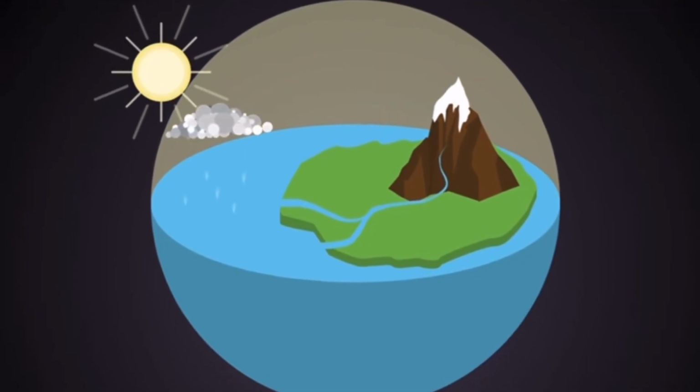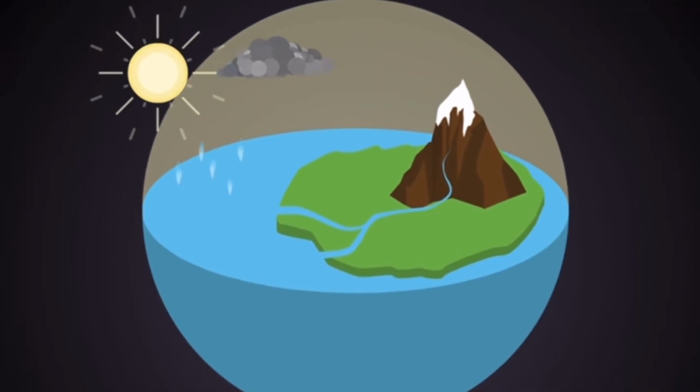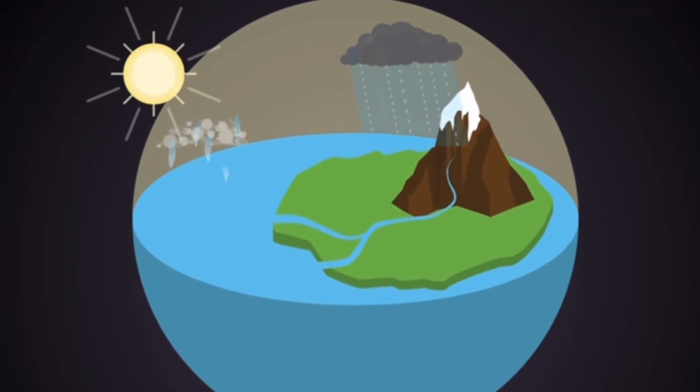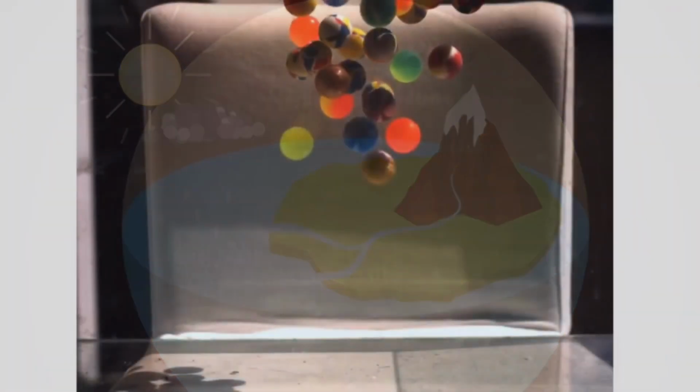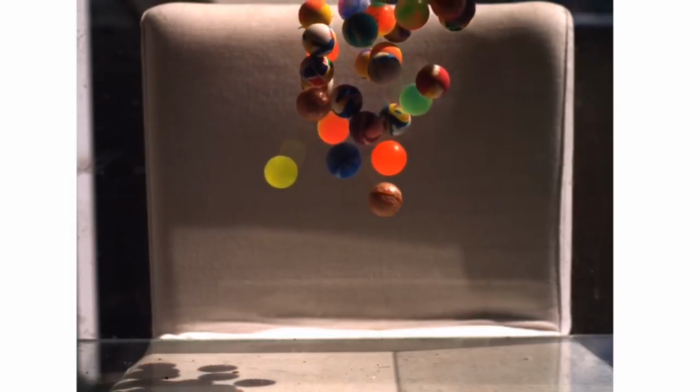In nature, the way water keeps changing states is called the water cycle. Rain is part of the water cycle.